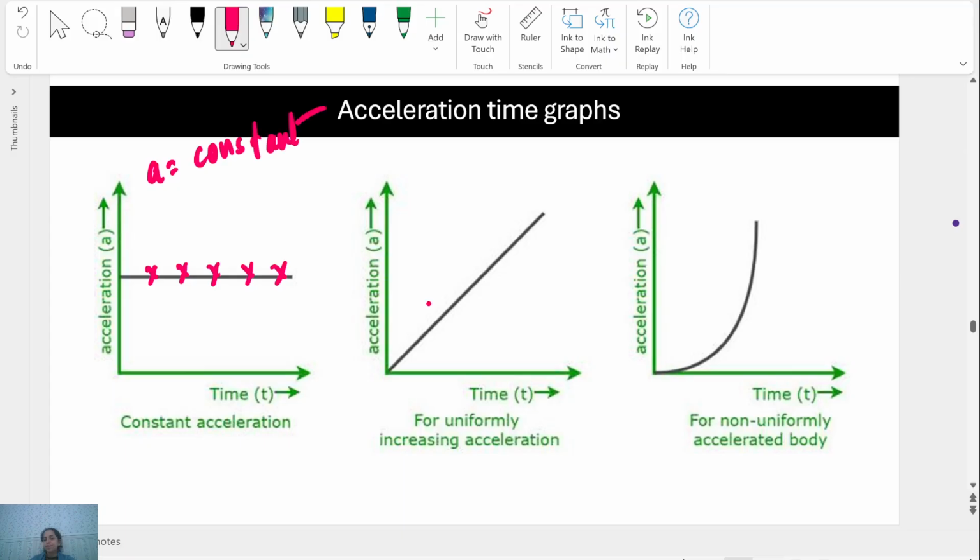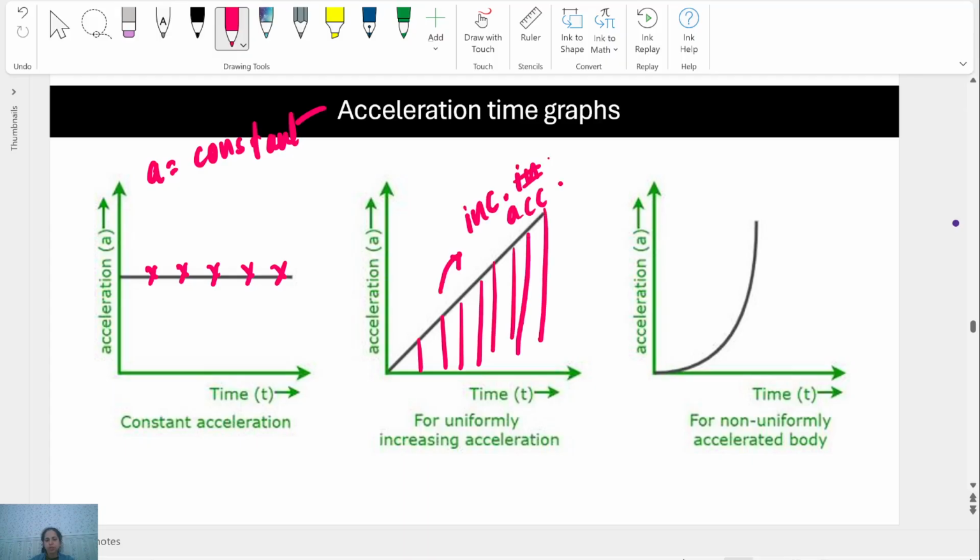Acceleration, as the time progresses, what's happening to acceleration? Is it increasing? Yes, it is increasing, right? So, increasing acceleration. It is uniformly increasing acceleration because it is increasing by equal amounts every time. Now here you can see it's increasing very slowly and then a steep increase.